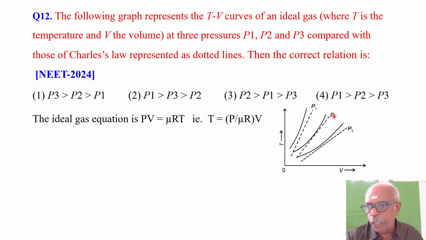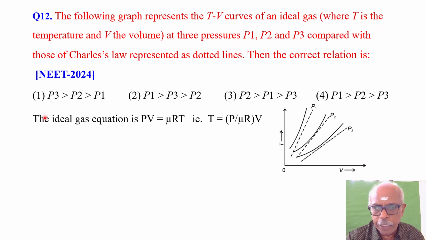P1 one line, P2 one more line, P3 one more line, compared with those of Charles' law represented as dotted lines. So this is for a particular gas, given by the solid line. The corresponding curves for Charles' law are given by the dotted line. Then which is the correct relation? This question has been asked in the NEET examination in 2024.